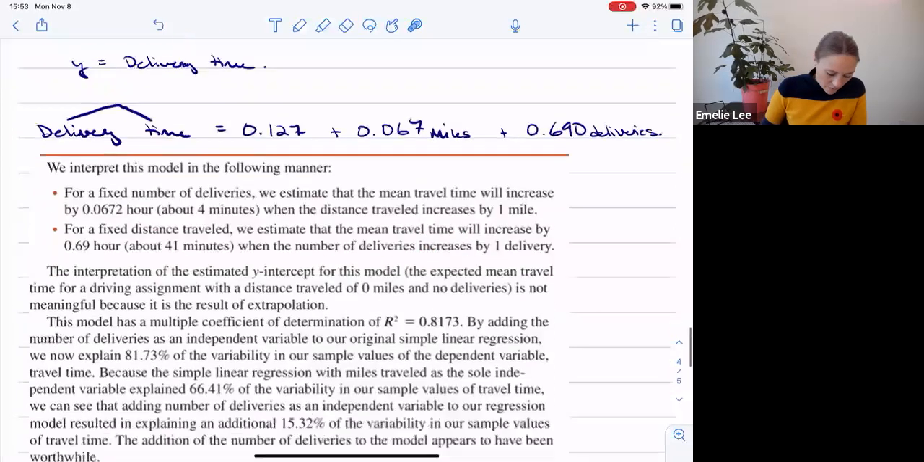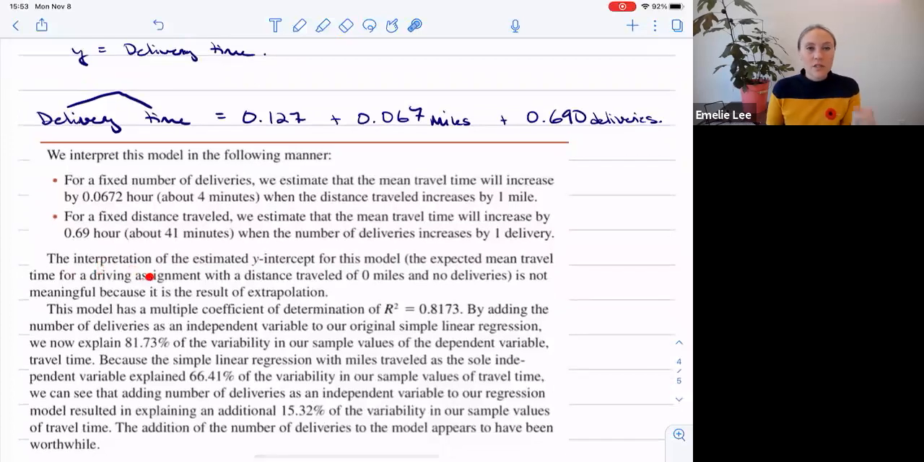Okay. And so here we already talked about this, but the interpretation of the y-intercept, which in terms of this question is the expected mean travel time for a driving assignment with a distance traveled of 0 miles and no deliveries. That's not going to happen, right? So it's not meaningful because we're extrapolating. We never go 0 miles and we never have 0 deliveries if we're a delivery company, right? And so we talked about extrapolation before.